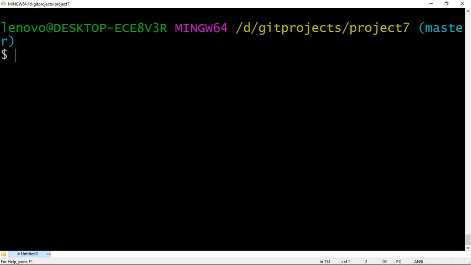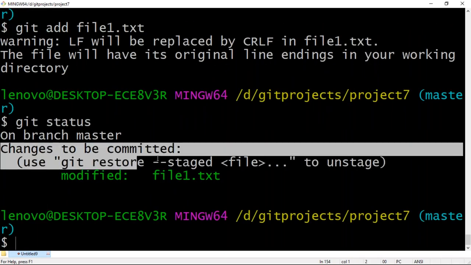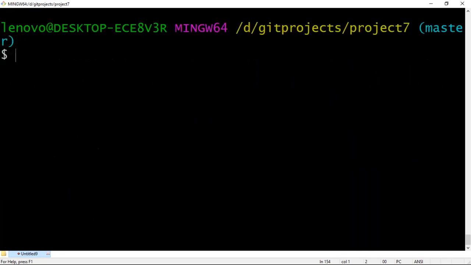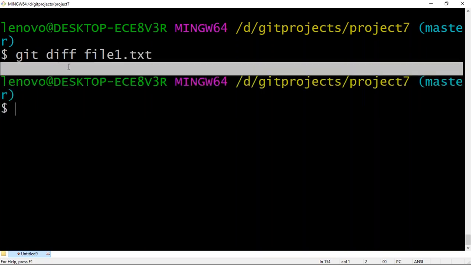Excellent. Now let me add this: git add file1.txt. Yes, added. Now can you please tell, do the working directory copy and the staged copy both have the same content or not? Yes. With git status, if you observe, it is added to the staging area. That's why both should contain the same. Where is the proof? git diff file1.txt. Now observe, no difference at all between this content.